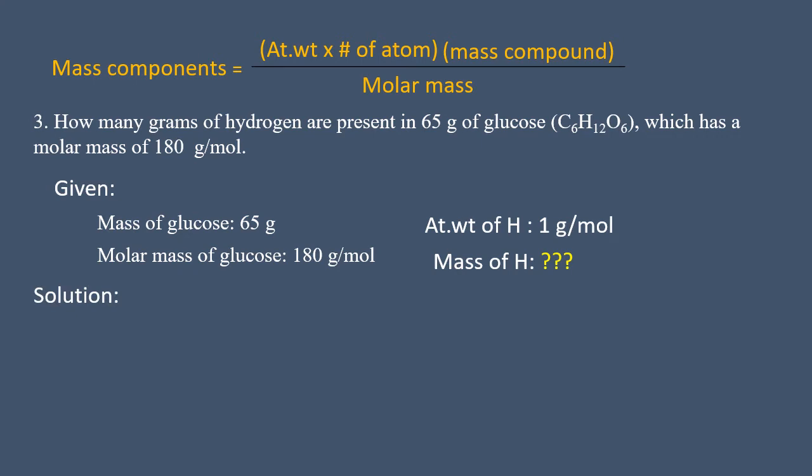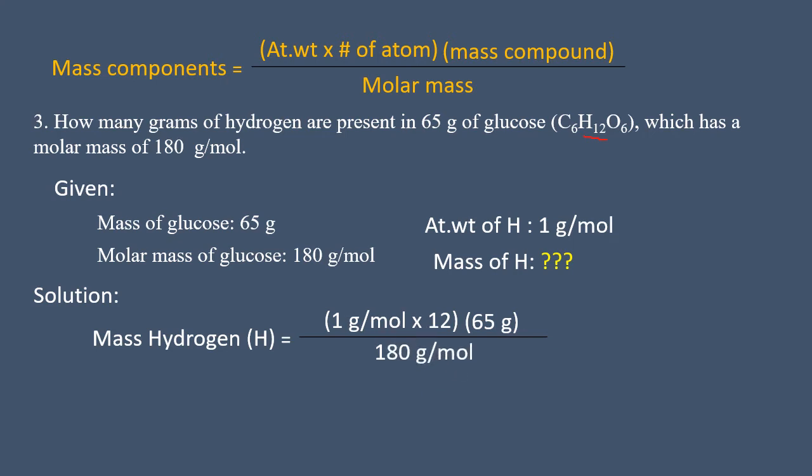Now let's have the solution part. The mass of the component, which is hydrogen, is equal to 1 gram per mole, which is the atomic weight of that component, multiplied by the number of atoms of hydrogen in the compound, which is 12, multiplied by 65 grams, or the mass of glucose, divided by the molar mass of glucose, or the compound, which is 180 grams per mole.